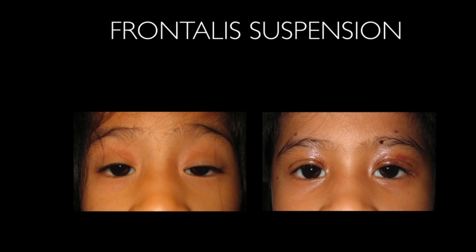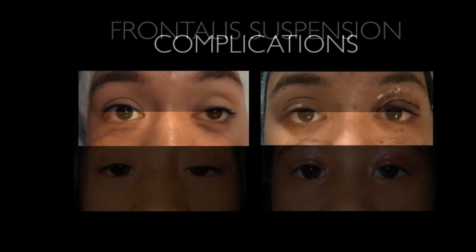This is a 6-year-old female with bilateral congenital ptosis 1 week after frontalis suspension with Gore-Tex sutures. The level of the eyebrow have dramatically improved together with the adequate lid height. We should also be aware that it is not the result we always get. We need to be aware of early complications of ptosis surgery.